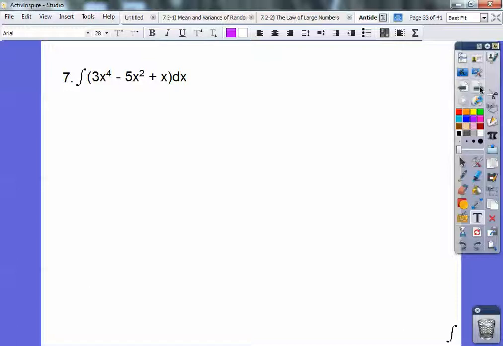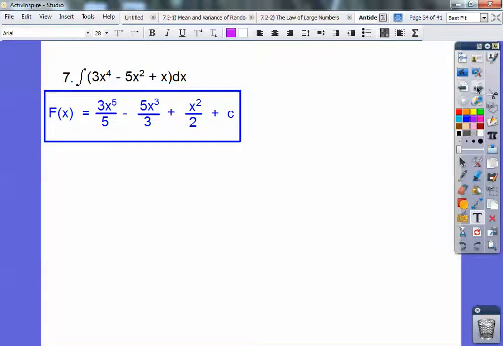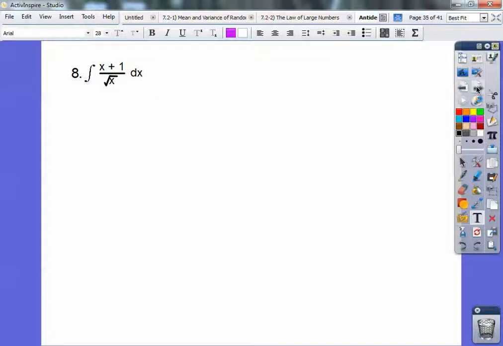Okay, so this is just as easy. Okay, so I'm going to add an exponent. It's going to be 5 divided by 5. Add this exponent, 3 divided by 3. Add this exponent, 2 divided by 2. Don't forget your plus c. Okay, so there's the antiderivative, f of x, capital F of x. All right, how about this one here, last one?